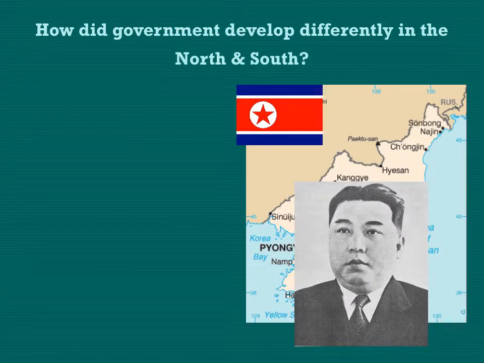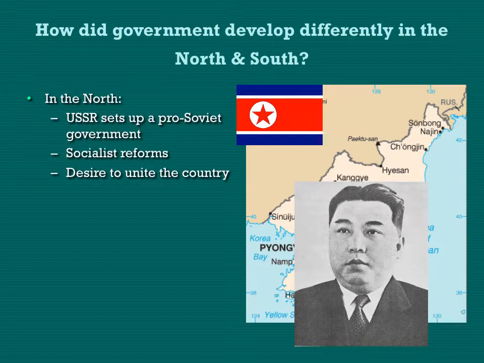In the north, the Soviets are going to institute a program of a buffer state or a satellite state. They're going to bring about a pro-Soviet government. They're going to institute kind of Soviet socialist reforms. And they're also going to institute in the new government this desire for unity. And particularly they want unity under their version of government, not so much what the South is offering.